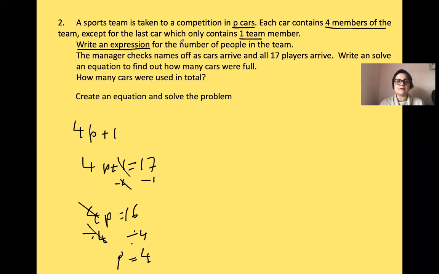P shows the number of cars. How many cars? 4 cars. So remember to write the answers down. 4 cars, and it makes sense. 17 people: 4 cars multiplied by 4 is 16, plus 1 car that had only one member, 17 players in total.